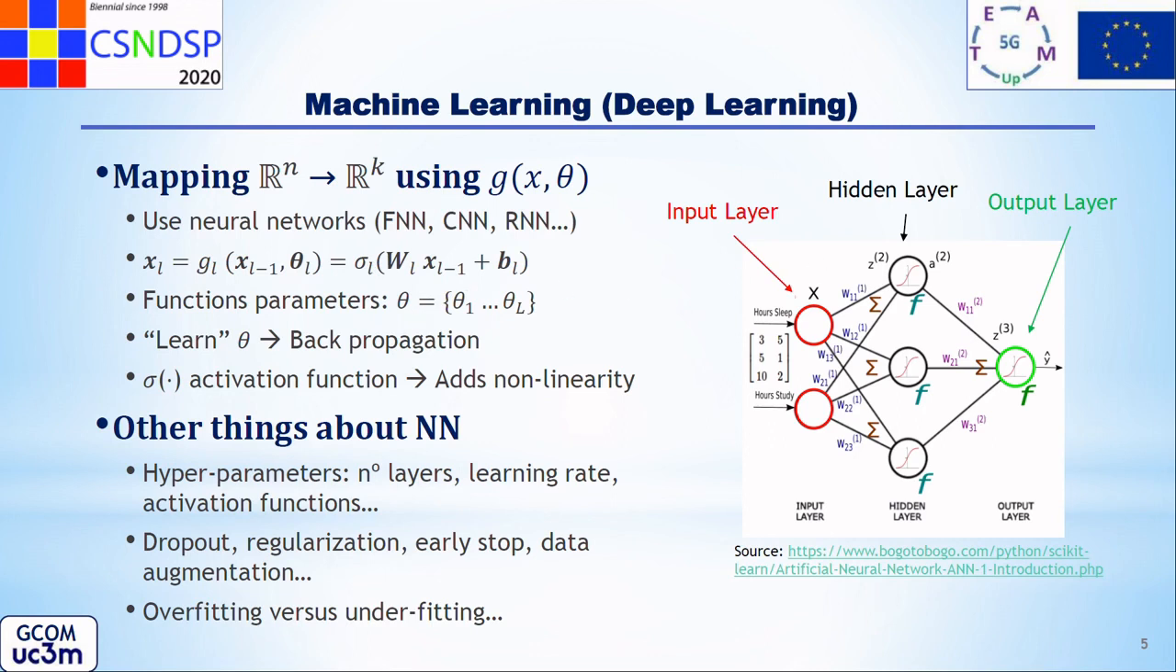Some things to consider about neural networks include the hyperparameters to tune, which are the number of layers, the learning rate, the types of activation functions, if and how to use dropout, regularization, early stop, avoid overfitting and underfitting. So basically, the difficulty in neural networks is not the mathematical notation, which is basically matrix algebra, but how to select, configure, and train the right neural network.